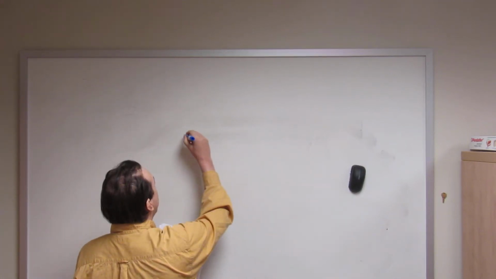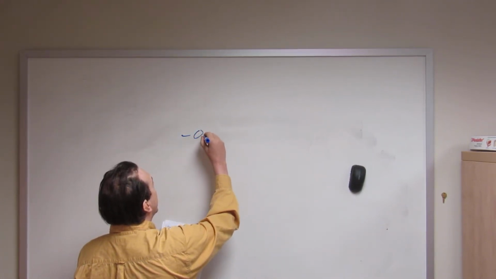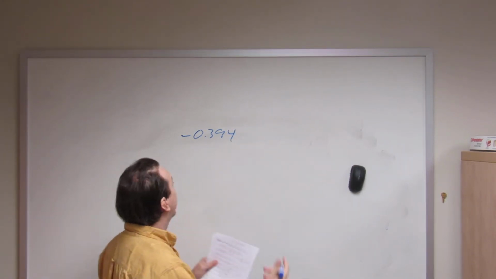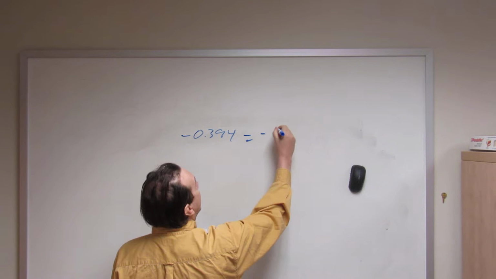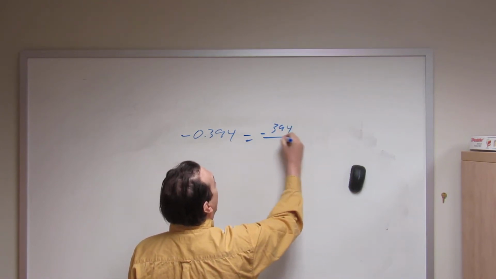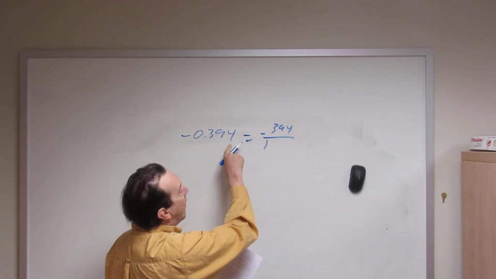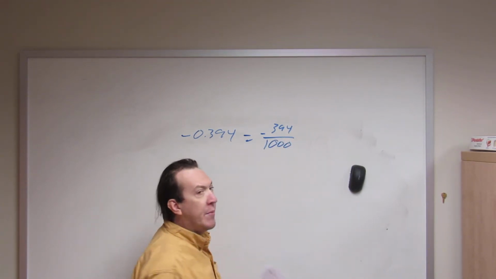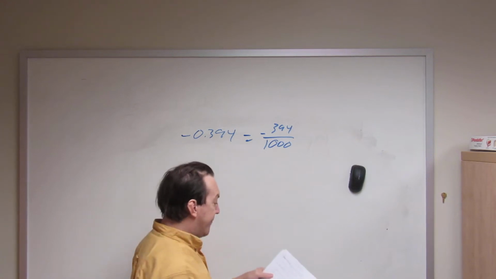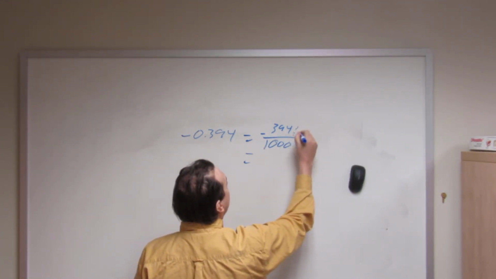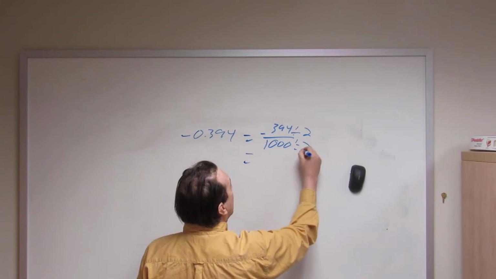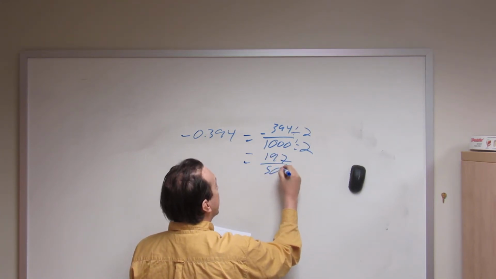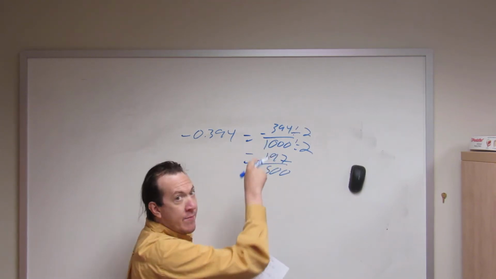The next one, if you have negative 0.394, and you need to write that as a fraction. First thing you have is negative 394 over 1. You count how many digits there are past the decimal point. 1, 2, 3. But then you need to simplify it. So divide both of these by 2, and you're going to get 197 over 500. And remember that, keep that negative sign.